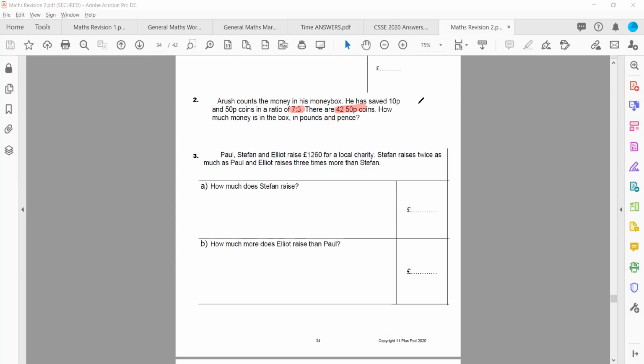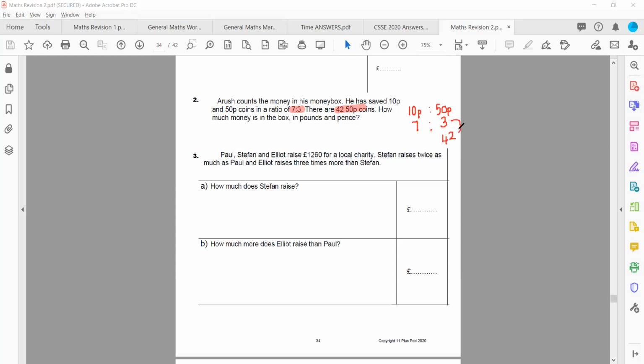So we have our 10p and we have our 50p. We are told they're in a ratio of 7:3. And we know the 7 goes under the 10 and the 3 goes under the 50 because they're always given respectively. And there are 42 50p coins. So we can put 42 underneath here.